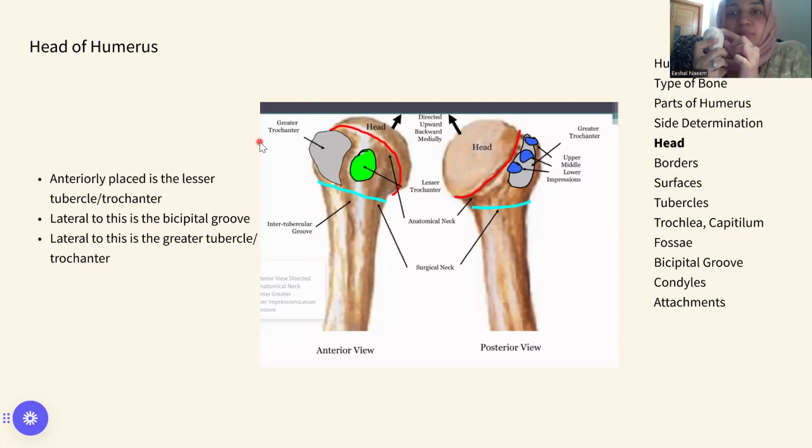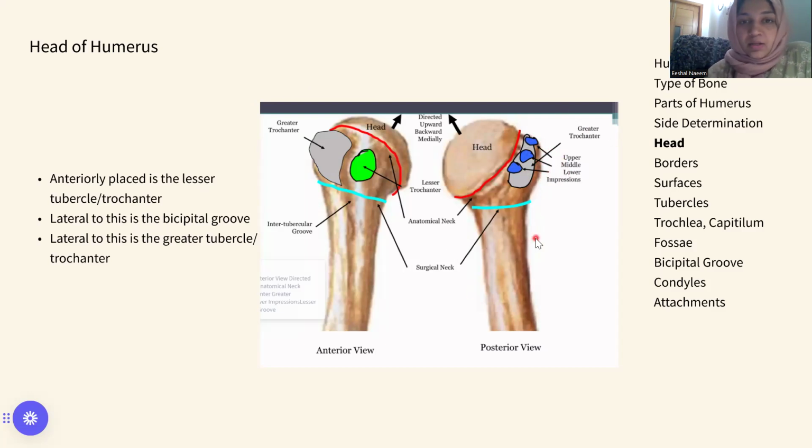The greater tuberosity is very important because it has three facets. Can you see this greater tuberosity? It has three facets, three impressions. We can appreciate them here. Look at this. So there's an upper impression, a middle impression, a lower impression, or facets. And why are they important on the greater tuberosity? Because three very important muscles that we'll study have their attachments on these three facets.